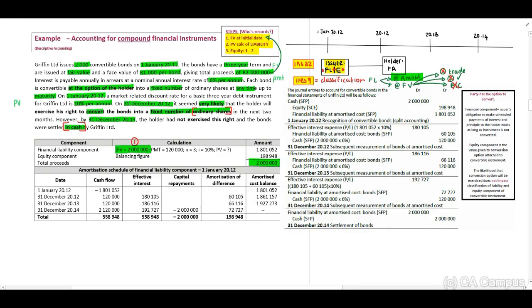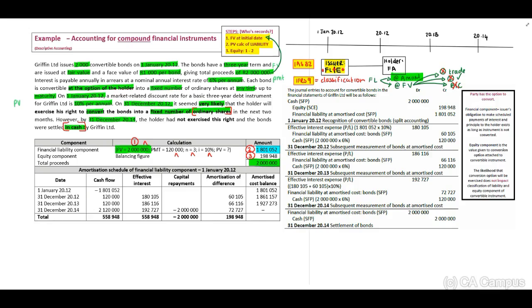Step 2, our present value of the liability. We have our 2 million. We have our payment, 120,000. This will be the 2 million times 6%. Period is 3 years and market rate 10%. Therefore, our liability portion will be 1,801,052. And step 3 will be our equity.